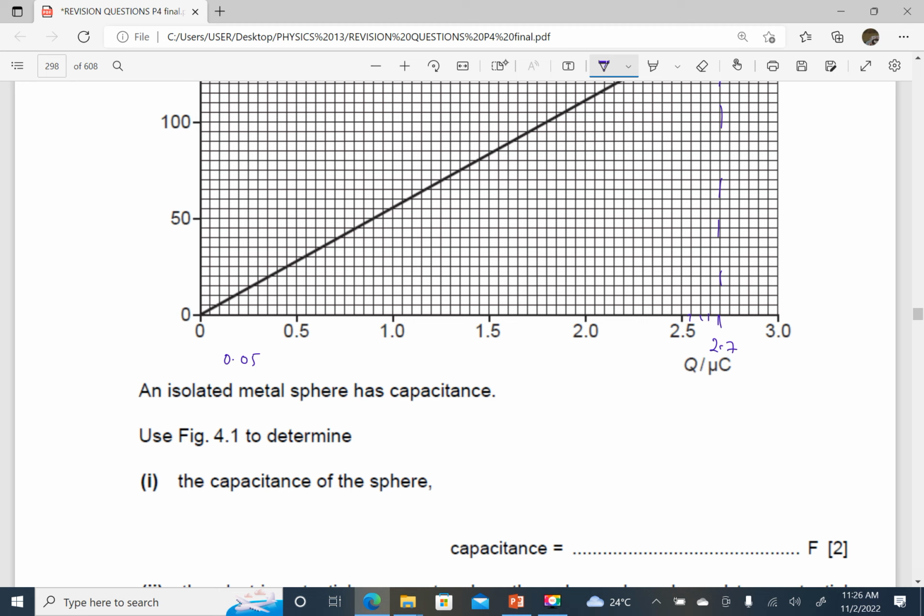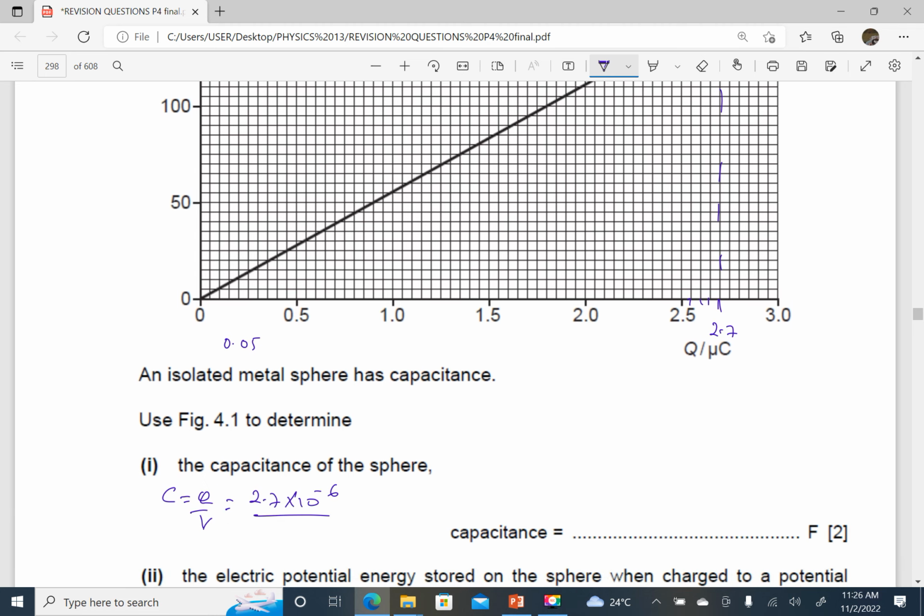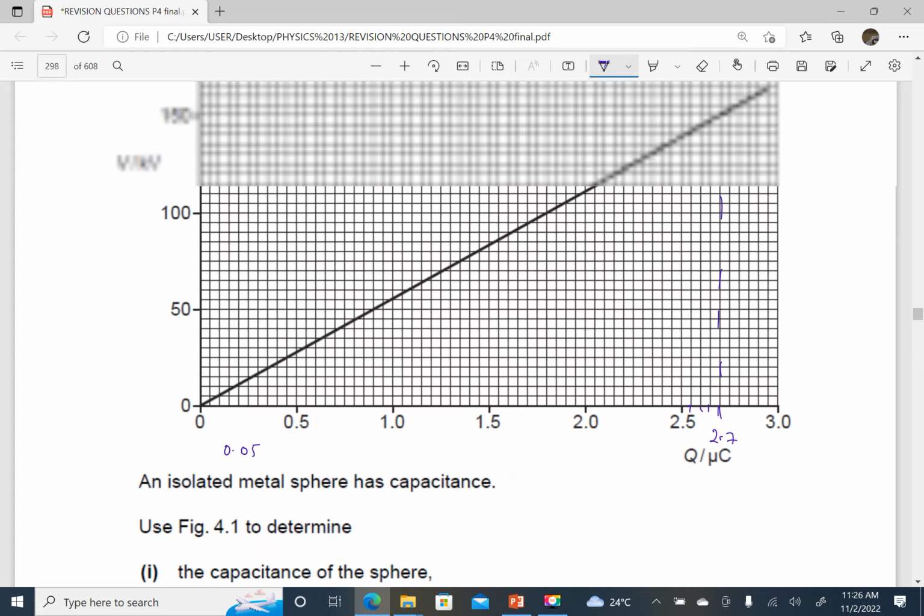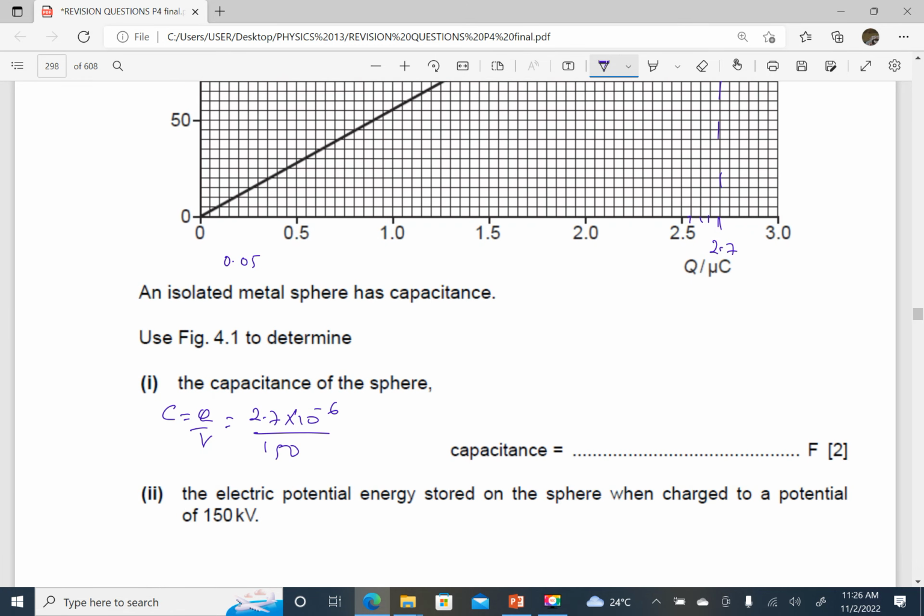I'll just use the formula. Capacitance is equal to charge over V. So the charge is 2.7 times 10 power negative 6 divided by the corresponding value of V, which is 150. But on the vertical, we have kilovolts. So that is 150 times 10 power 3. Then I press my calculator. From my calculator, I have 1.8 times 10 power negative 11 farads.